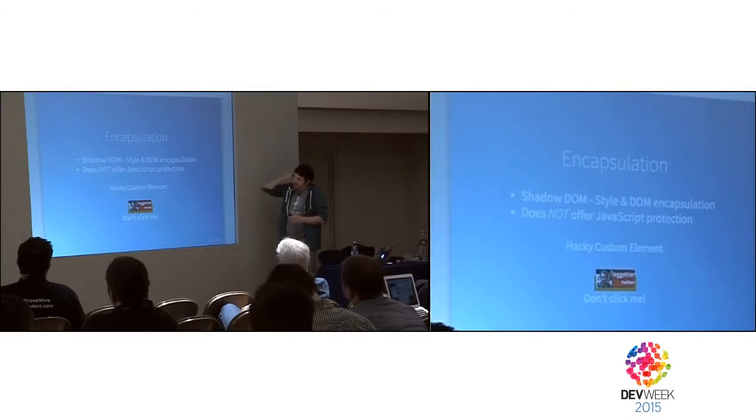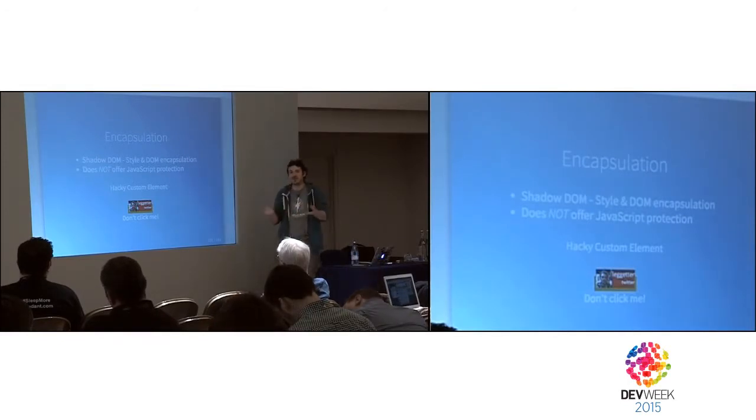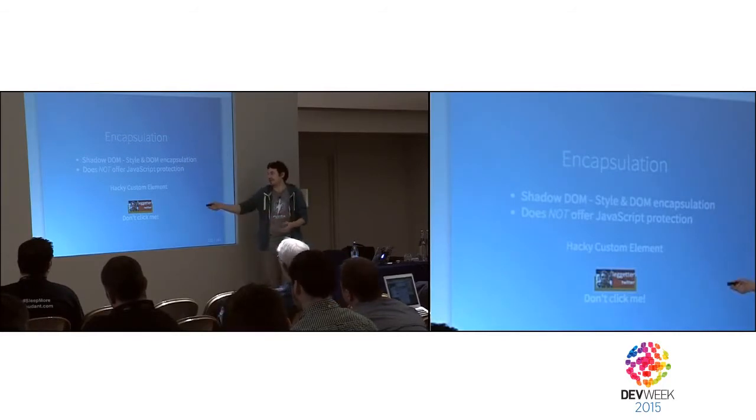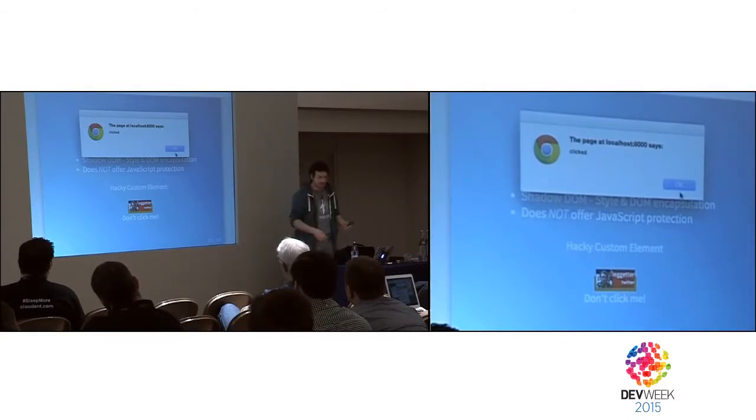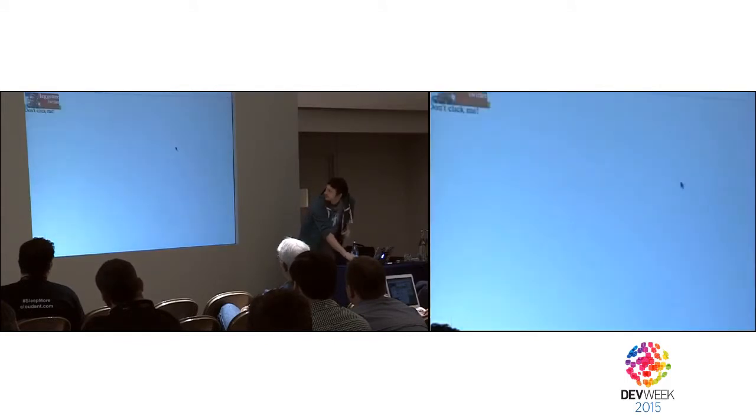One of the interesting things is I kind of hoped that the shadow DOM would also encapsulate what's going on in JavaScript in that component. And that isn't the case. So here I've got a hacky element, and it says, don't click me. So I'm going to click it. So I've clicked it. This is defined in the shadow DOM, the JavaScript and everything. But I can do top.document.write, this.outerHTML, and all of a sudden I've taken over the whole of the page.